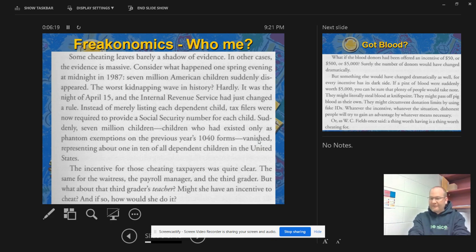So there's an incentive that people were cheating with, right? People were cheating because they knew that if they filled out more people's names as dependents, they wouldn't have to pay as much money in taxes.